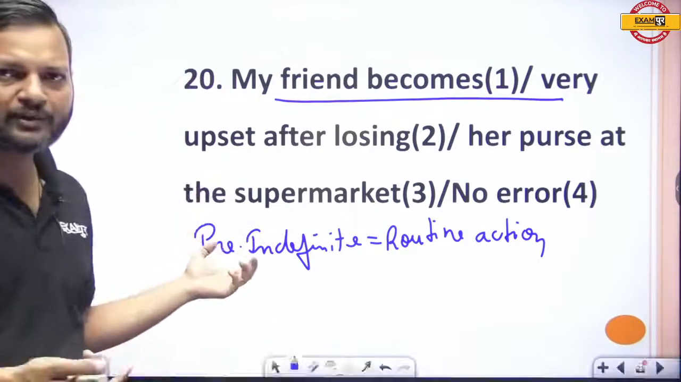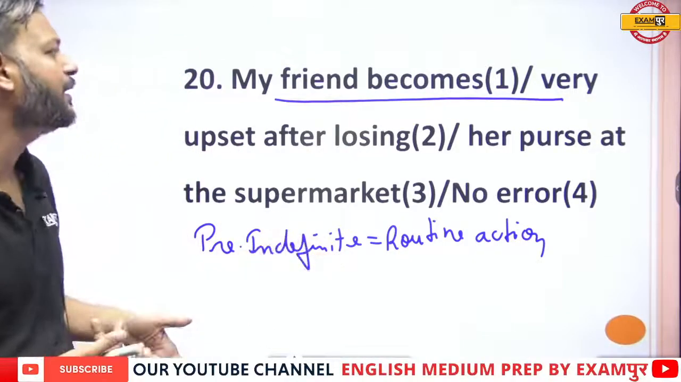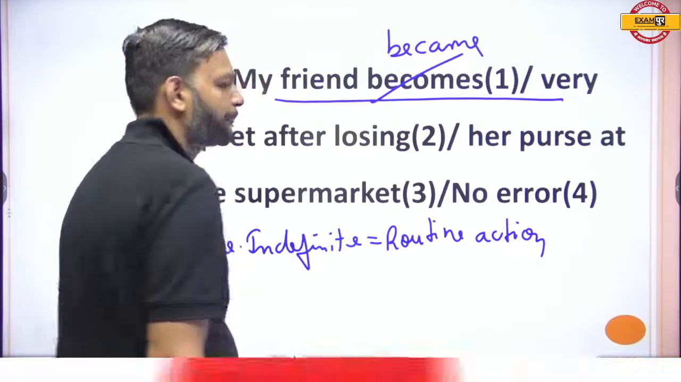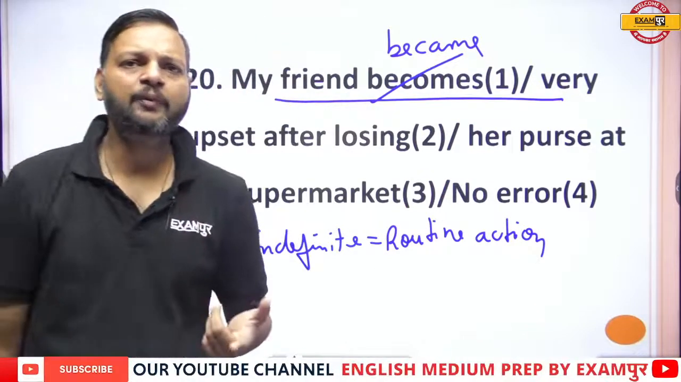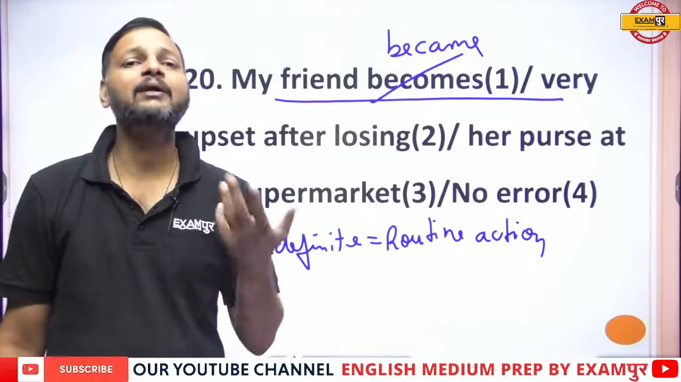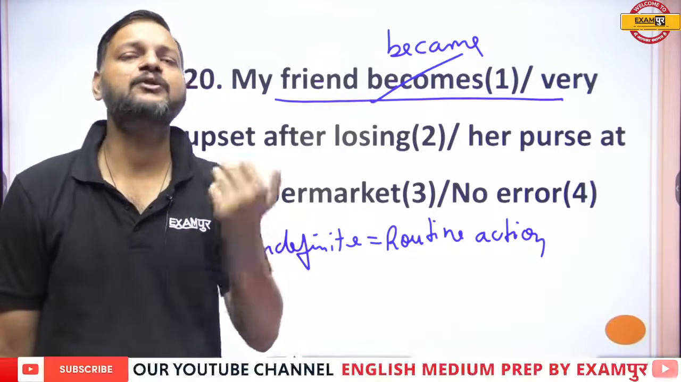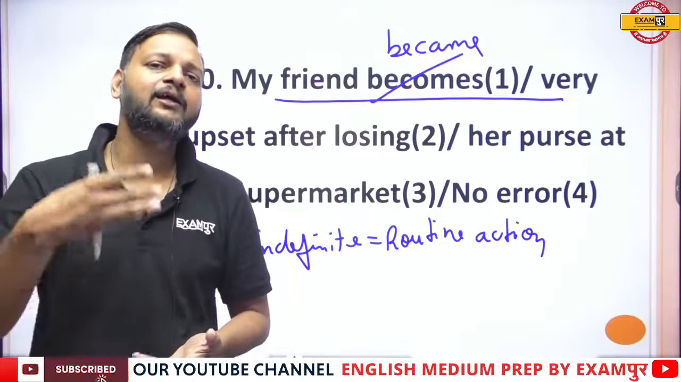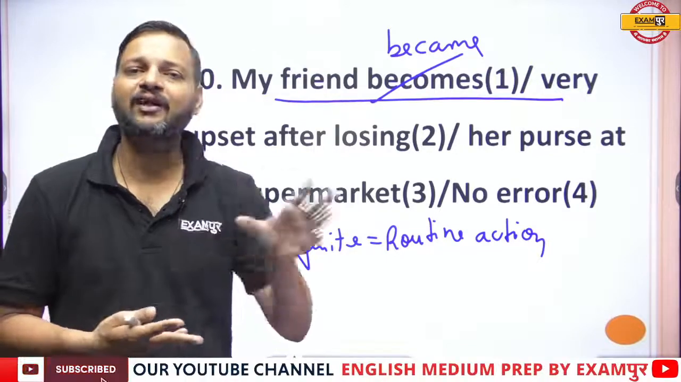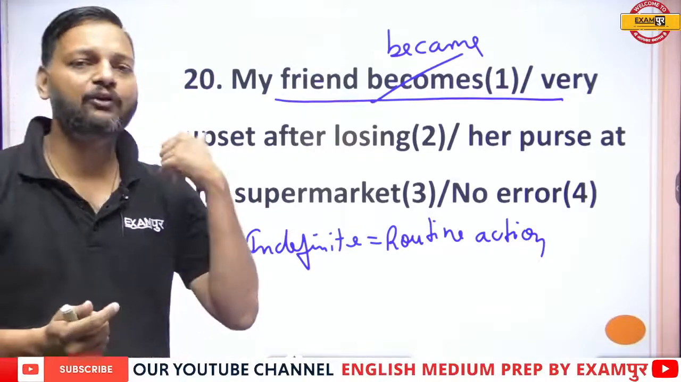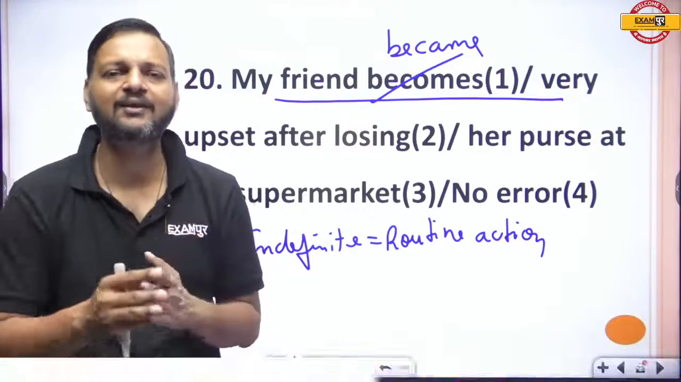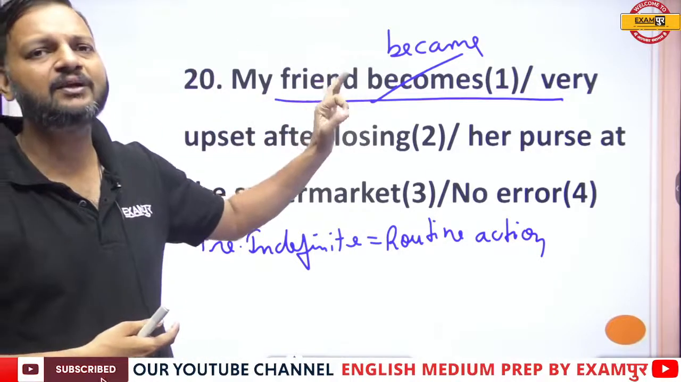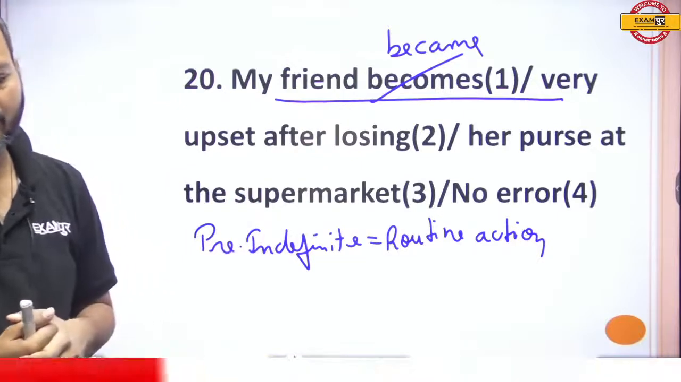Okay, so if it cannot be a routine, it should not be in present indefinite tense, it should be past indefinite. So here in place of becomes, you have to write became, because going to the supermarket, losing a purse and becoming upset can happen once, twice or thrice, but it cannot be a routine. And if this cannot be a routine, it cannot be in present indefinite tense, because present indefinite tense means a routine action. So we have to change this sentence from present indefinite to past indefinite. Okay.